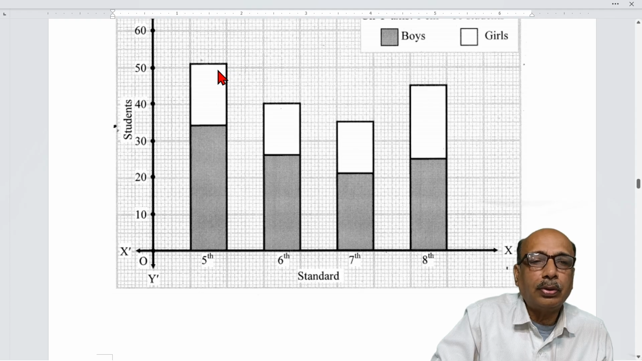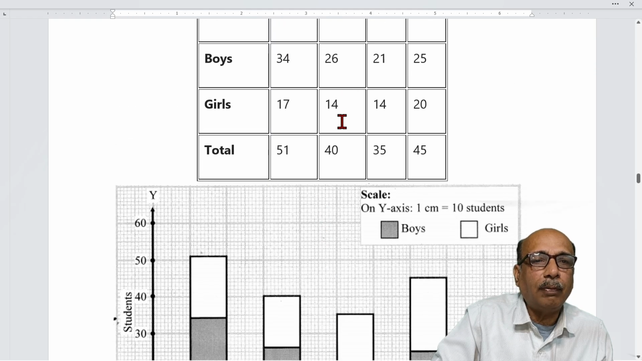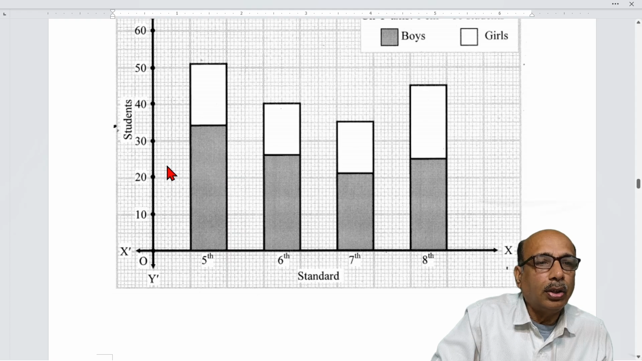You have to draw this graph with a sharpened pencil. So it must be very accurate. Up to 34 you have to dark it because boys are in dark, and leave blank, only white, for girls. Similarly, for 6th standard, it is given 26 for boys and 14 for girls. 25 here will come in the center, plus 1, 26 and 14, 40. So like this for 6th class.